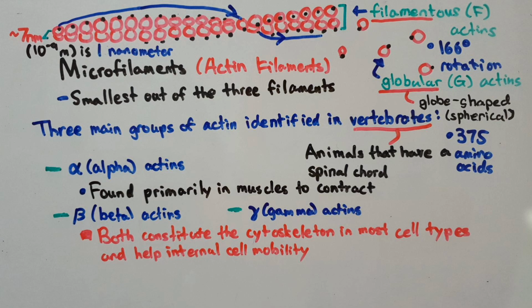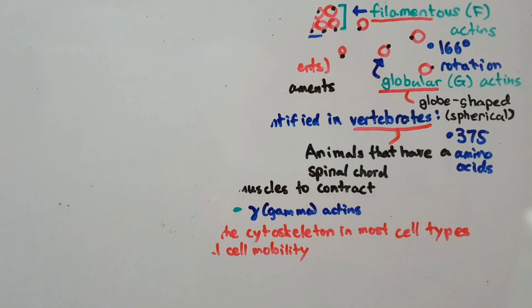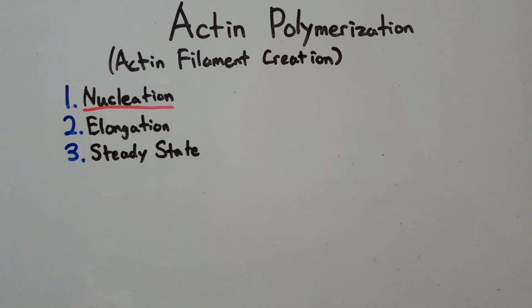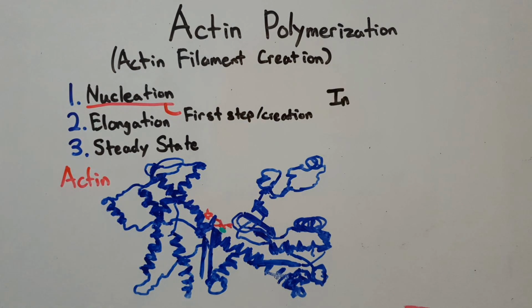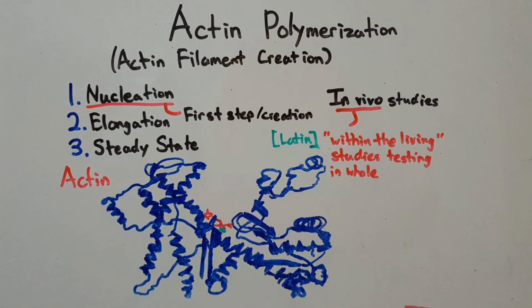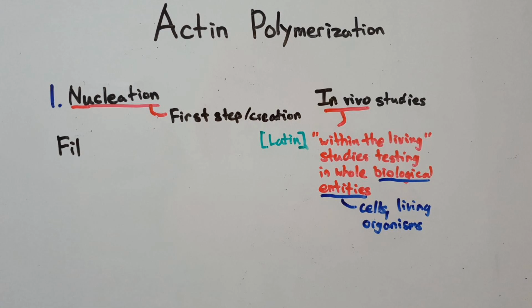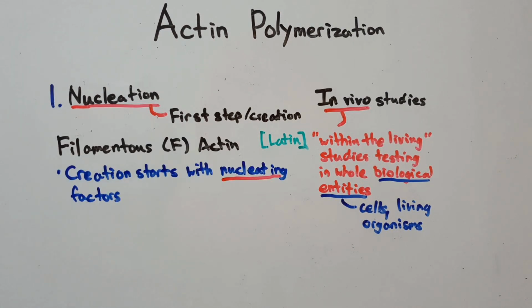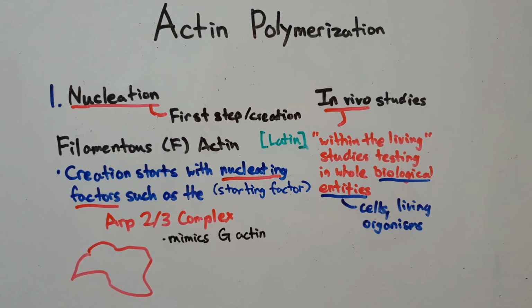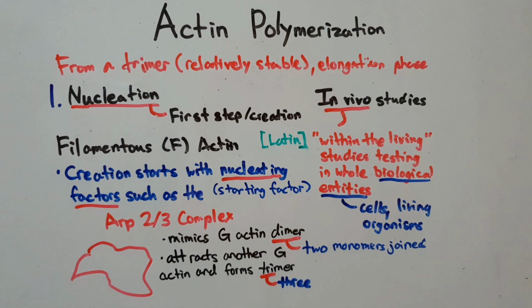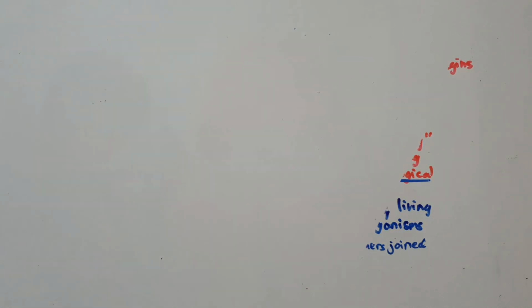These G-actins, made up of 375 amino acids, are rotated 166 degrees in the filament, giving the microfilament the appearance of a double-stranded helix. There are three main steps in actin polymerization: the nucleation phase, the elongation phase, and the steady-state phase. In vivo research finds that the formation of F-actins starts off with some kind of nucleating factor, such as the ARP2-3 complex. This protein complex can mimic a G-actin dimer to cause the nucleation of a G-actin trimer. Trimers and chains with a higher number of monomers are relatively stable, and from here, the elongation phase begins.